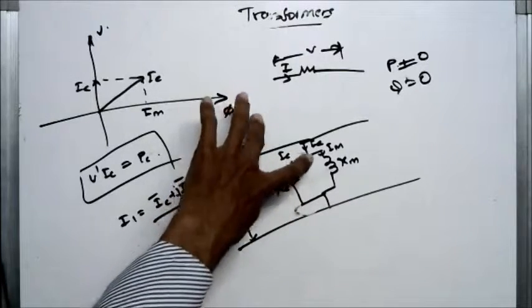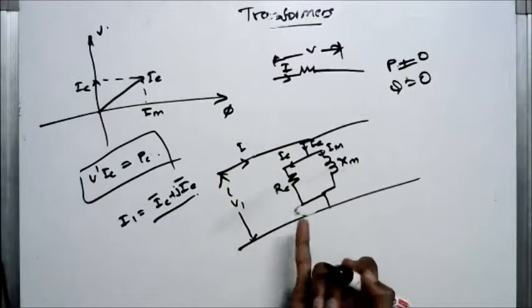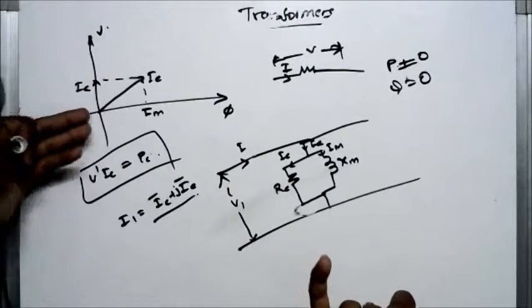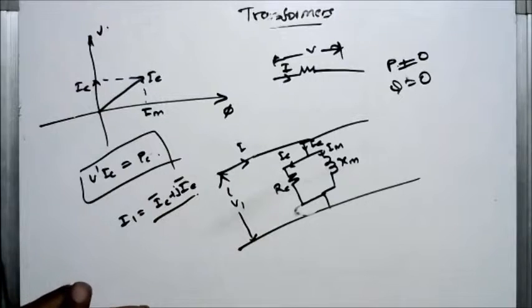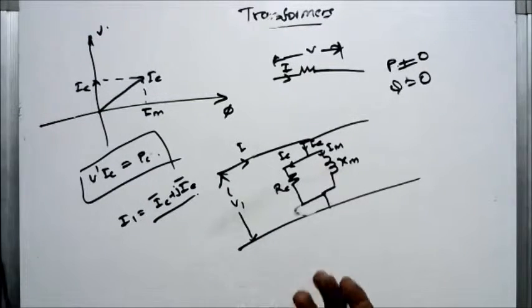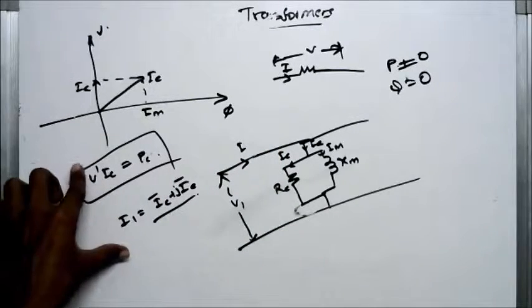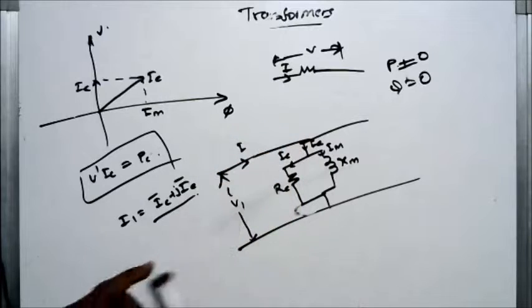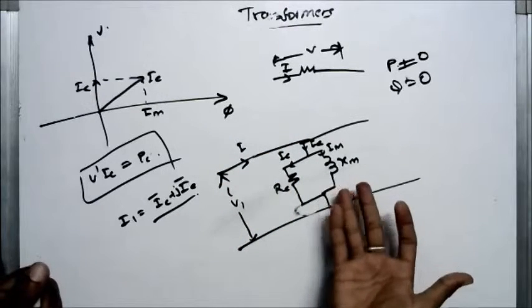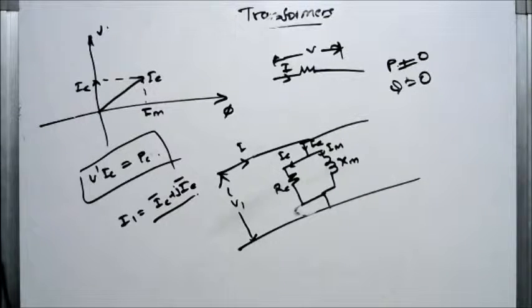This branch is a fictitious branch, meaning we have modeled the core loss in this way. To analyze the transformer in an equivalent circuit, we have modeled the core loss in this circuit. This is an imaginary circuit we have modeled. Okay, this is all about the circuit at the no load condition.